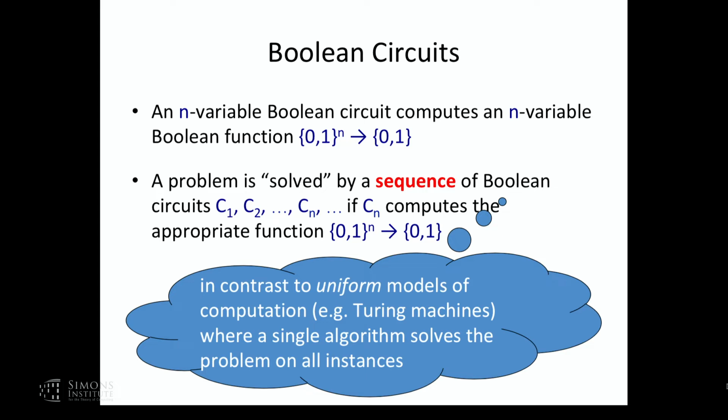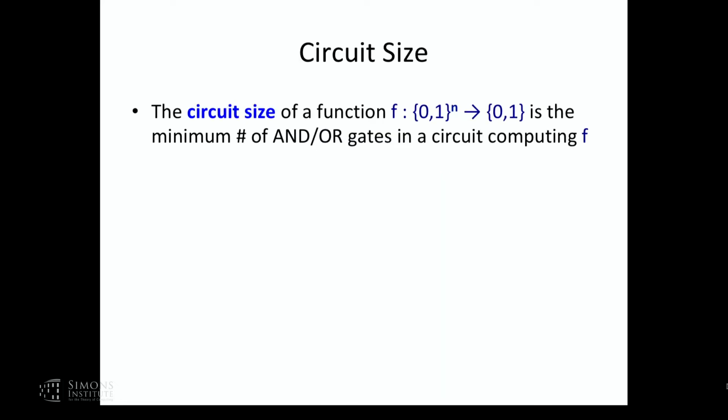Okay, so this setting is in contrast to uniform models of computation, such as Turing machines, where we have a single algorithm that's solving a problem on all instances. So this is the setting of circuit complexity. Circuits give a very natural and important combinatorial complexity measure of functions. The circuit size of a function is the minimum size of a circuit computing f, so the minimum number of AND/OR gates you need to compute f.